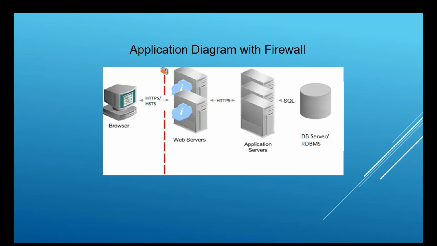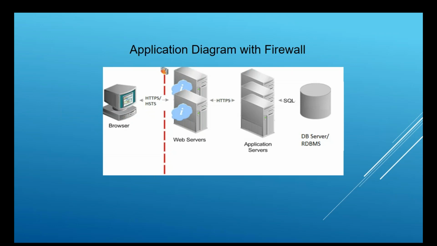That firewall would actually allow us to say what type of traffic is going to come in from that browser. So we're only going to allow port 443. We're only going to allow HTTPS via HSTS. And so a lot of traffic that would normally be generated over the internet would be dropped by the firewall and would not get to our web servers, our application servers, or our database servers. So this is one level of a diagram where we've added additional security.